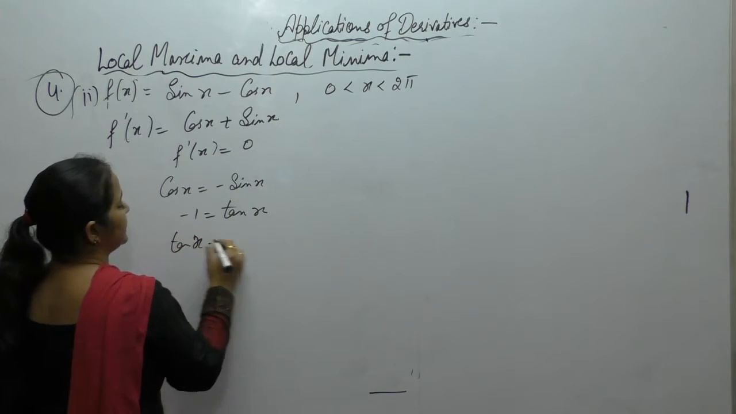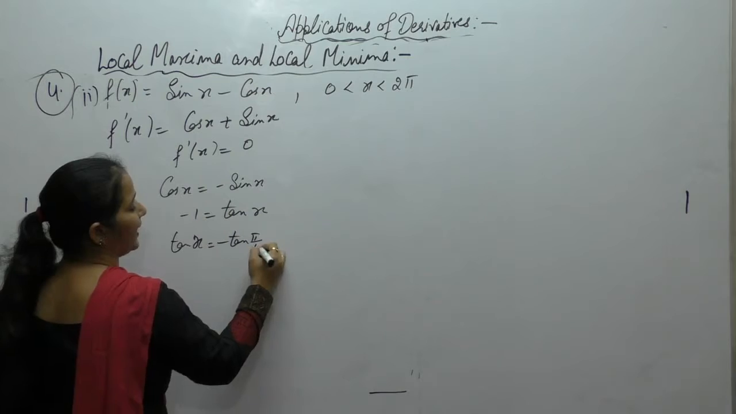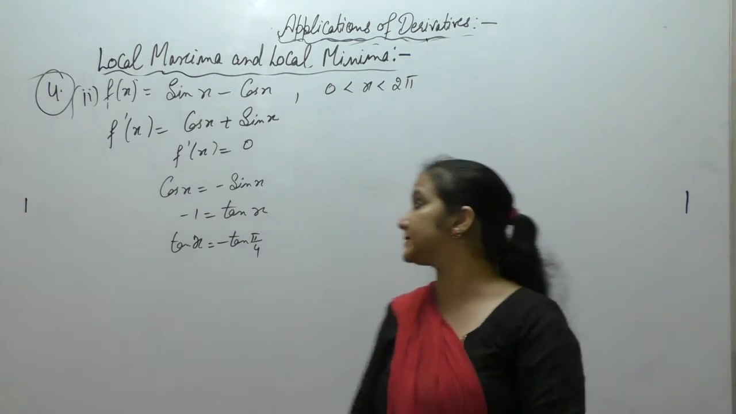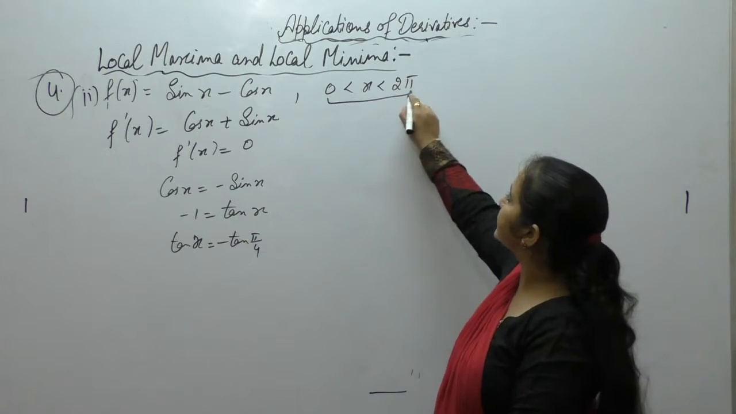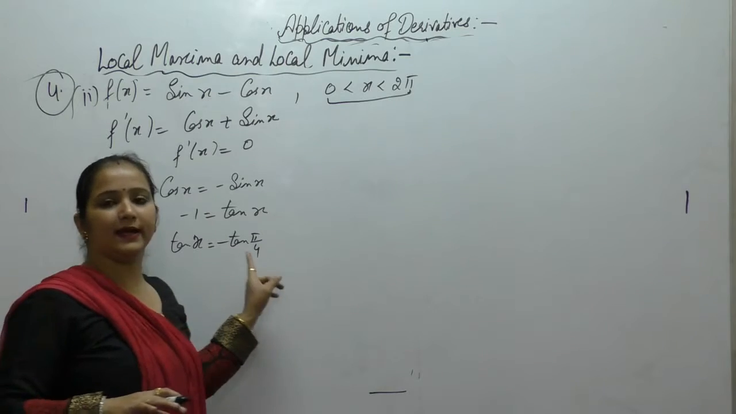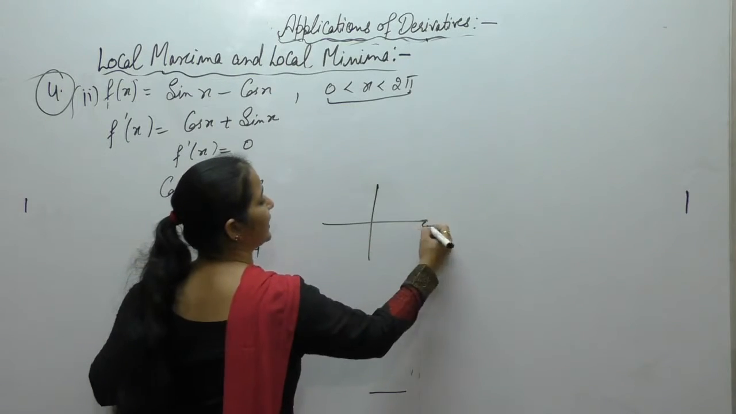Now tan x equals minus tan π/4. Tan of minus θ is minus tan θ. Now the limit lies between 0 and 2π. In 0 to 2π, when is tan negative?